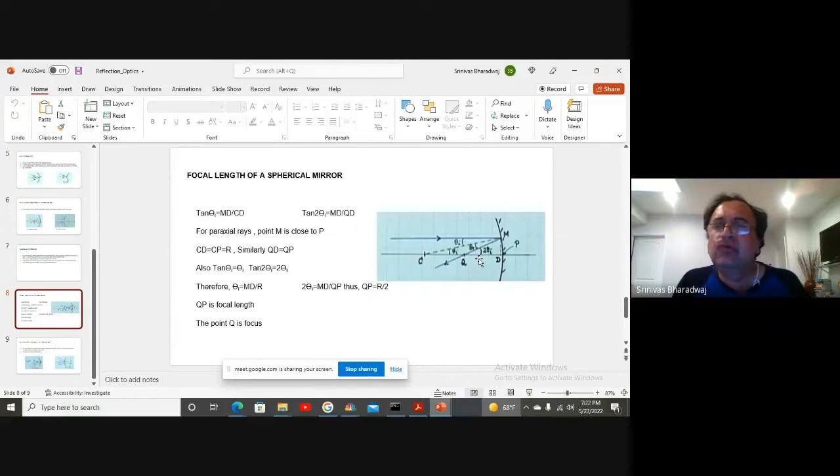you also know that this angle, theta I plus theta R equals... See, this line and this line are parallel. So therefore, 2 theta I equals this angle, right? Vertically opposite angles, right? So now tan 2 theta I equals MD by QD. And when theta is small, you can say that tan theta I equals theta I. Therefore, you end up with theta I equals theta R equals MD by QD.